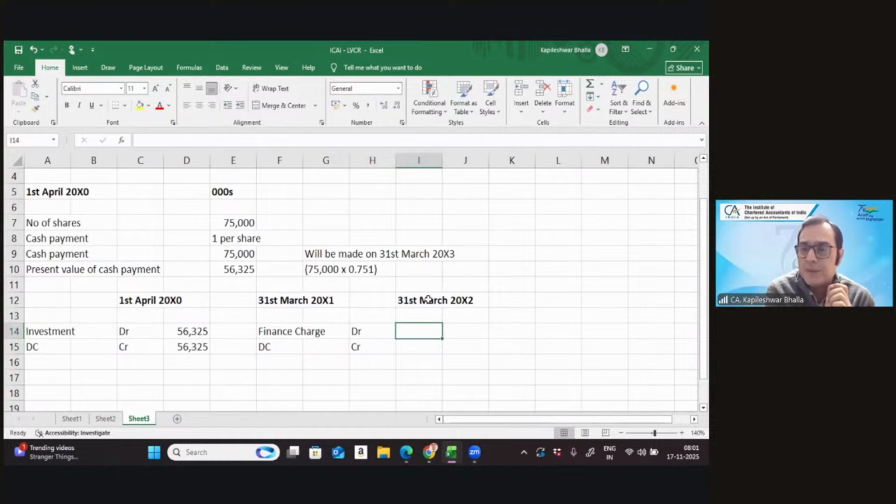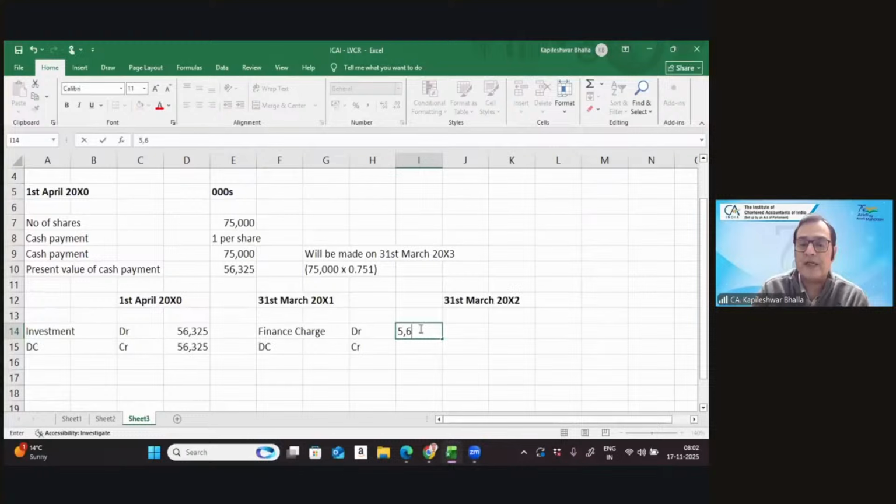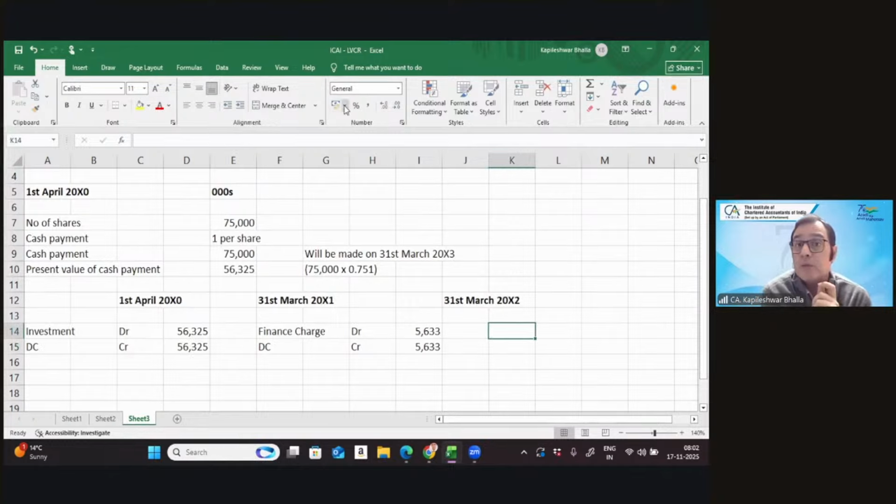Let's take the figures as well. In this particular case, a 10% interest, as you rightly said, is 5633 approximately. Then we also need to go for unwinding on 31st March X2, and that would be on the cumulative figure. That's right. So the cumulative figure in this case is 56,325 plus 5633. So the interest which is going to come on March X2 is going to be 6196 approximately.